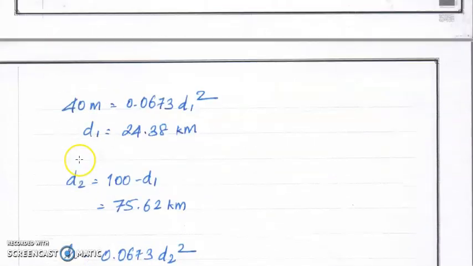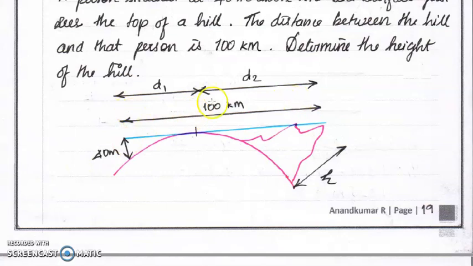So this is 100. After knowing d1, you can get d2. By using this d2 and h relation, you can get h. So for this purpose, we have to find d2. d2 can be determined from 100 minus d1. For that, d1 has to be calculated with the help of 40 meter.